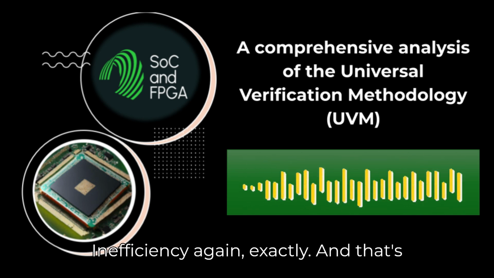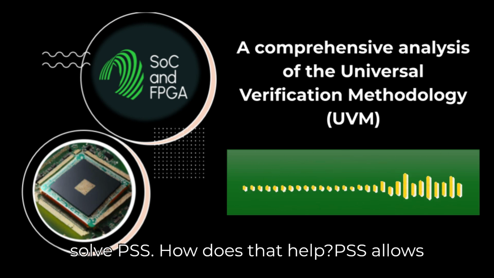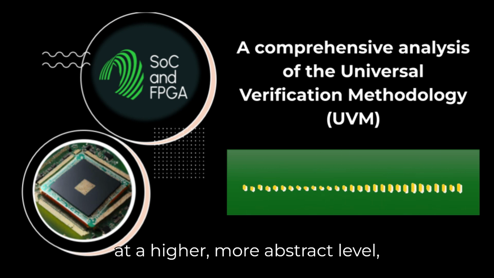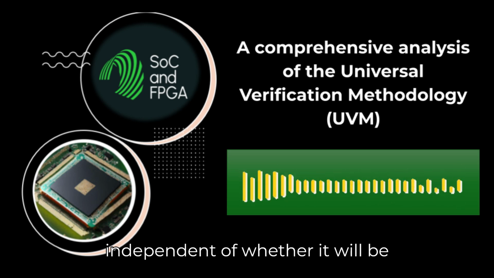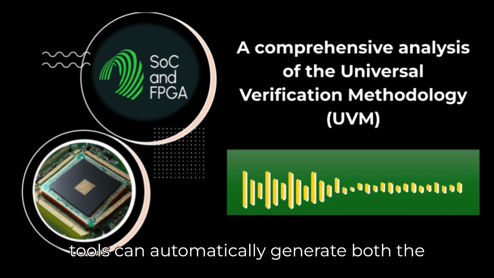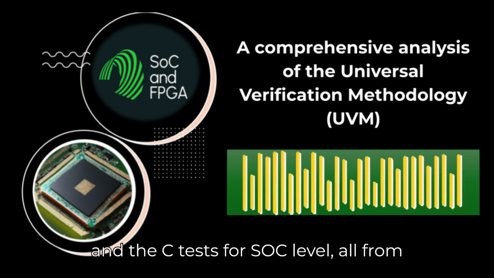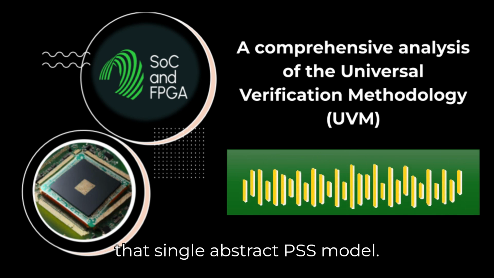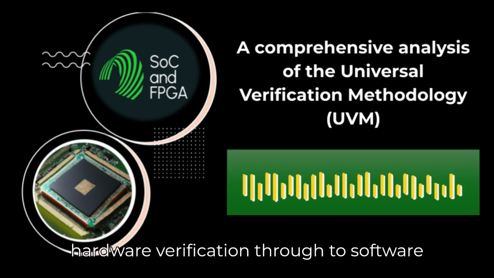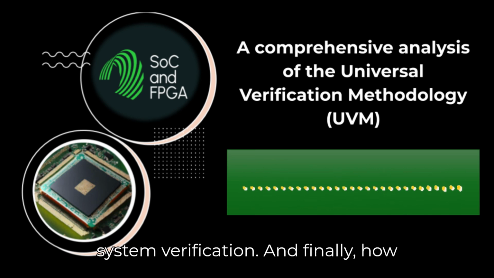Inefficiency again. Exactly. And that's the problem the emerging Portable Test and Stimulus Standard, PSS, is designed to solve. PSS, how does that help? PSS allows you to describe your verification intent at a higher, more abstract level, independent of whether it will be executed by UVM or C code. Then tools can automatically generate both the UVM sequences for block and subsystem level and the C tests for SoC level, all from that single abstract PSS model. Bridging the gap. True reuse from hardware verification through to software tests. That's the goal. It promises significant productivity gains for full system verification.